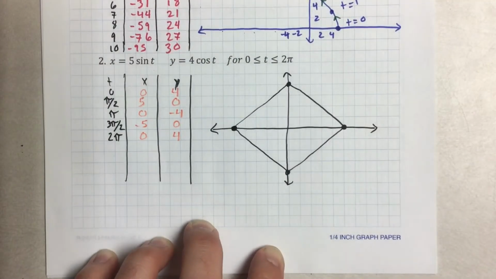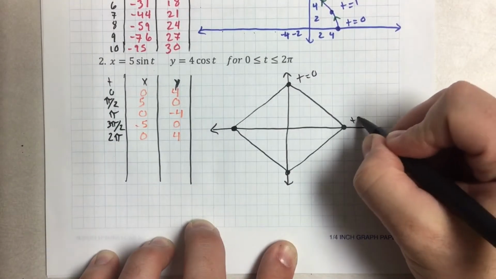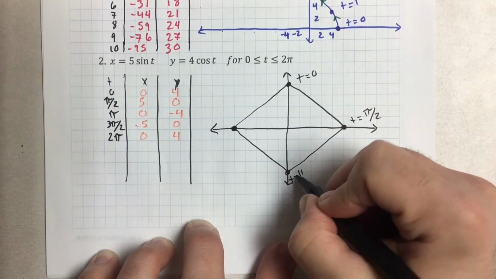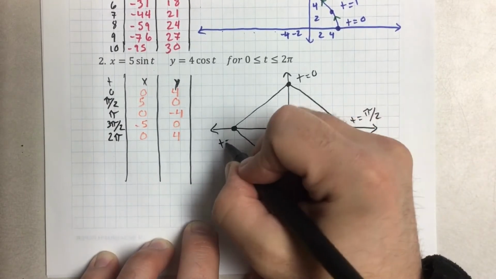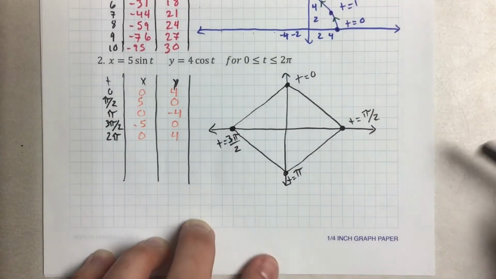Okay, now we have to label, so t of 0, pi over 2, t of pi, 3 pi over 2, and 2 pi. Now indicate direction.